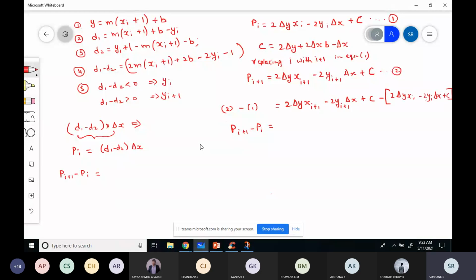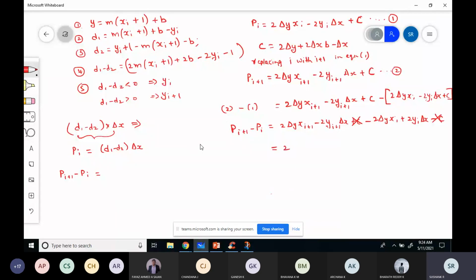So now again further simplification: 2 delta y x of I plus 1 minus 2 y of I plus 1 delta x plus c minus 2 delta y xi plus 2 yi delta x minus c. So plus c minus c will get cancelled. Now check for the like terms. If any like term is there, you can just add it up. If like term is not there, you can simplify further. Even one thing is I will take the common.